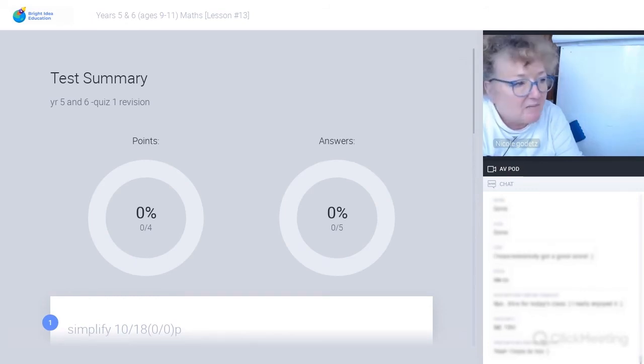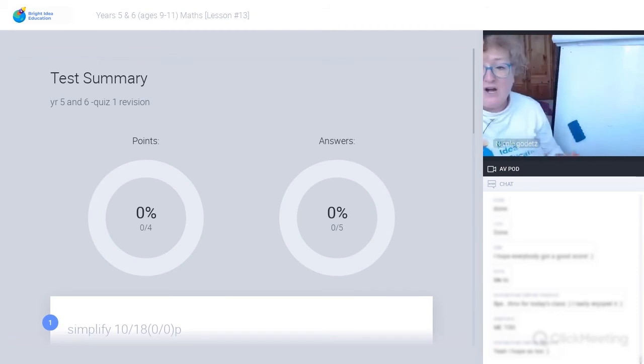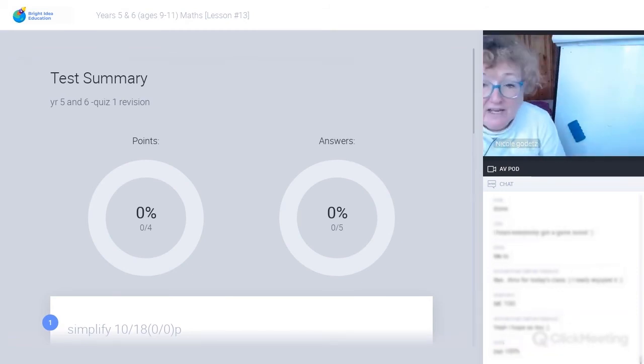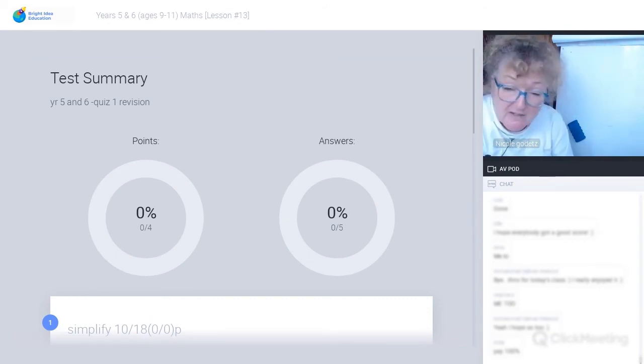Okay, so I'm sharing your results. If you get 100%, that means you got all 5 questions correct. 80%, you got 4 right. 60, you got 3. 40, you got 2. And 20%, you got 1. If you got 100%, it's good. You're showing that you are confident in these fractions.